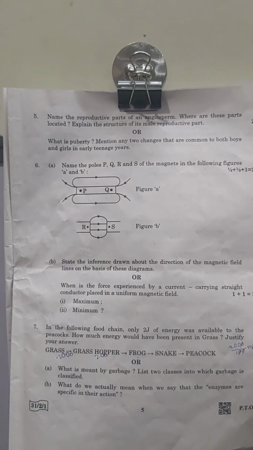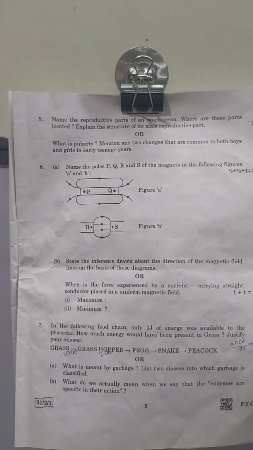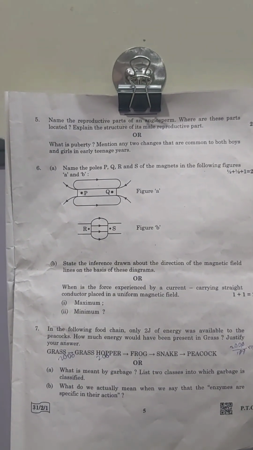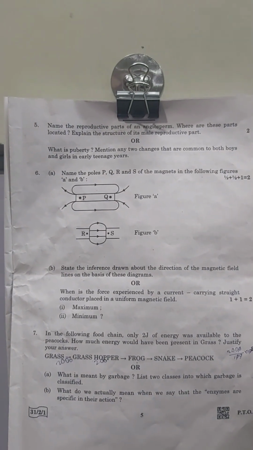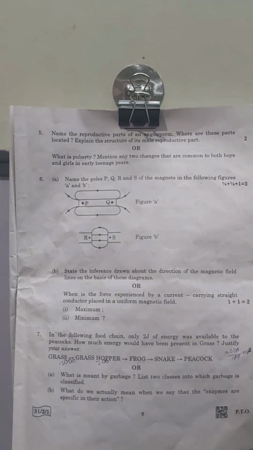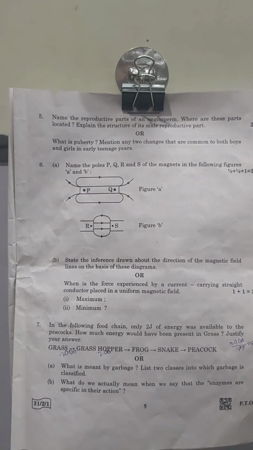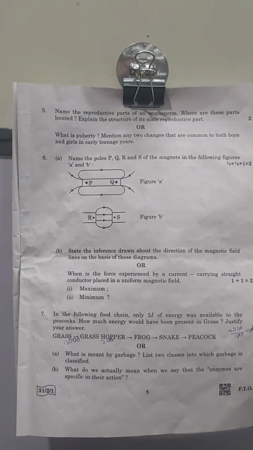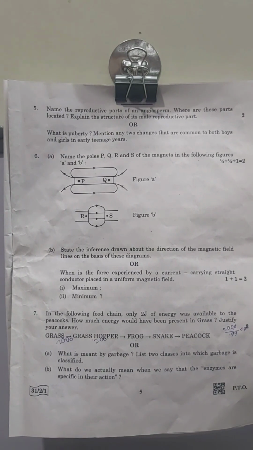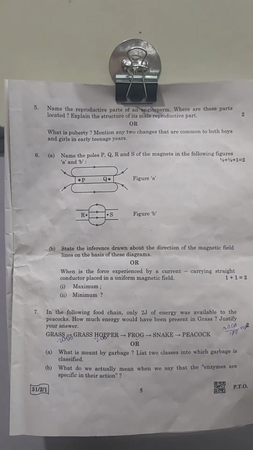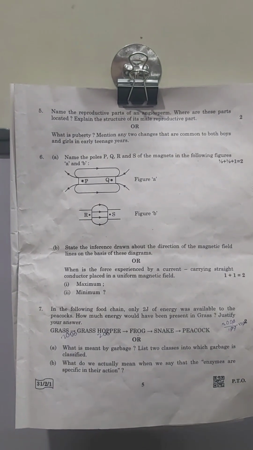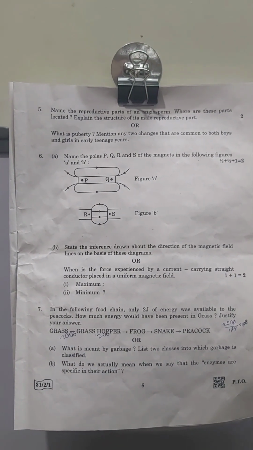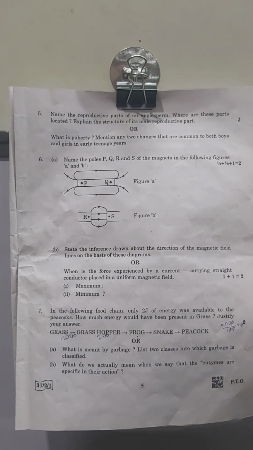Coming to one more question, that is the 5th one. Name the reproductive parts of an angiosperm. Where are these parts located? Explain the structure of its male reproductive part. Or you can attempt, you have a choice here. What is puberty? Mention any 2 changes that are common to both boys and girls in early teenage years. So this topic you have read in the reproduction lesson. Just go through that, children.